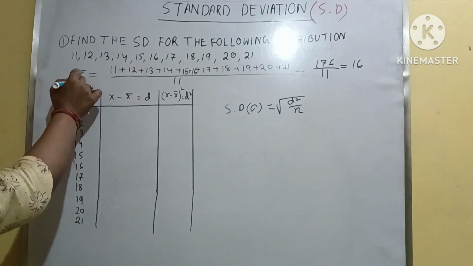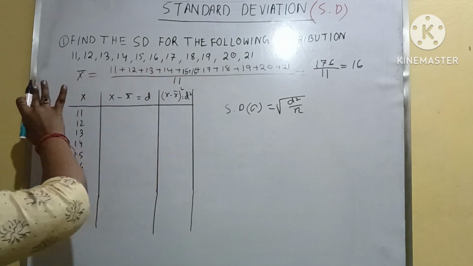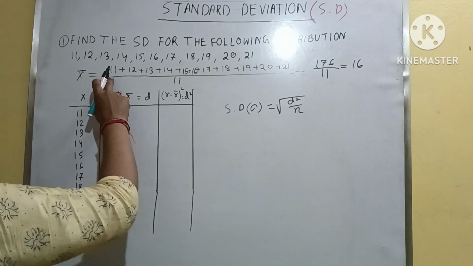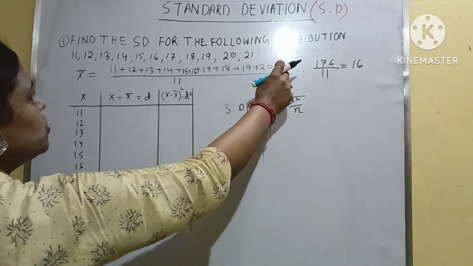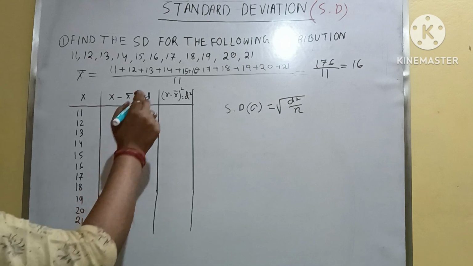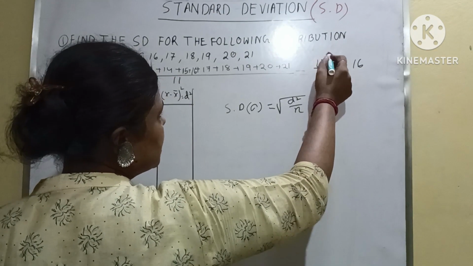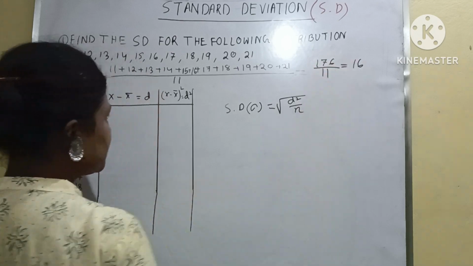So this is x bar. In a simple series, we just add these numbers and then divide by the number of observations. Here the numbers are 11, 12, 13, 14 up to 21, and the number of observations is 11. So what is the value of x bar? That is the total divided by 11, so 16.